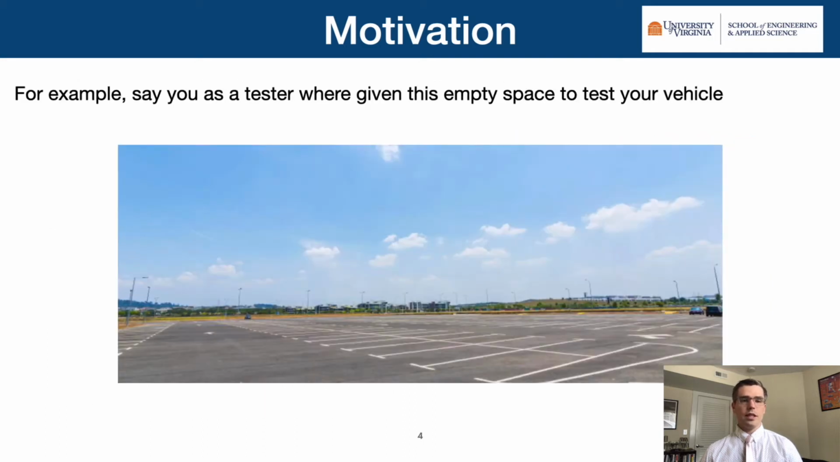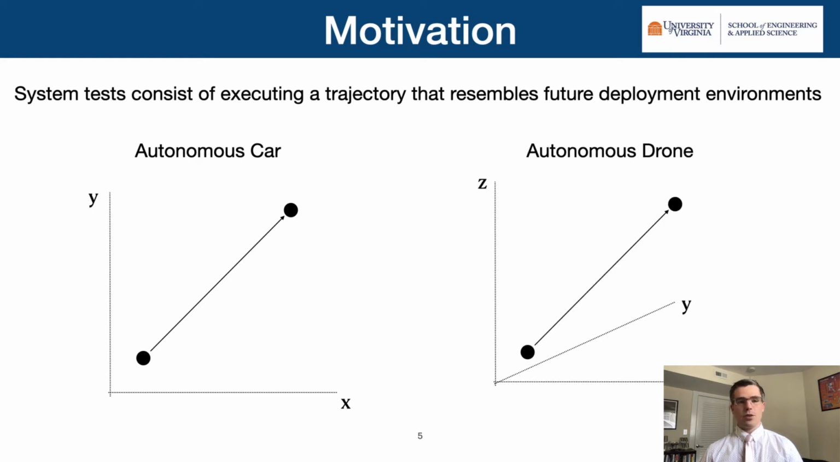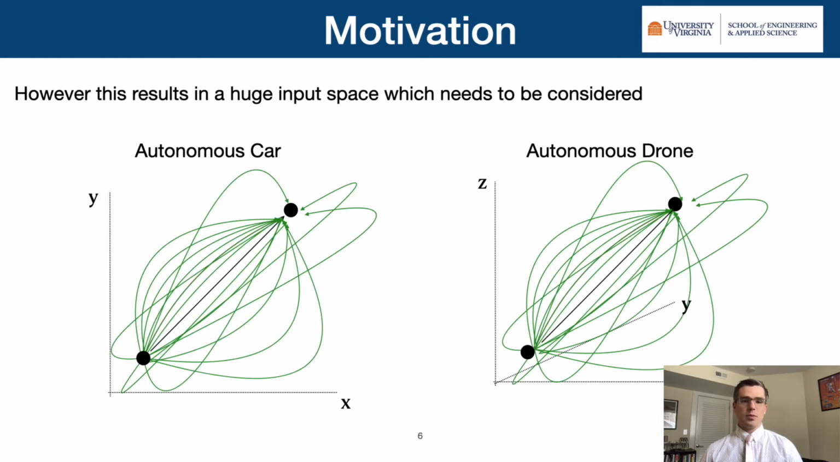Imagine you're a tester given this empty parking lot and you needed to test your vehicle. If you're testing an autonomous car, you could select two random points and generate a typical trajectory between these two points. Similarly, if you were testing an autonomous drone, you could take the same approach taking into account the additional spatial dimension. The major problem you would be faced with is that even when only considering traversing between two points in space, there are infinitely many ways to traverse between these two points.